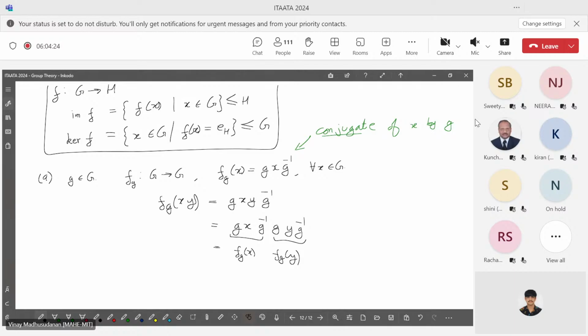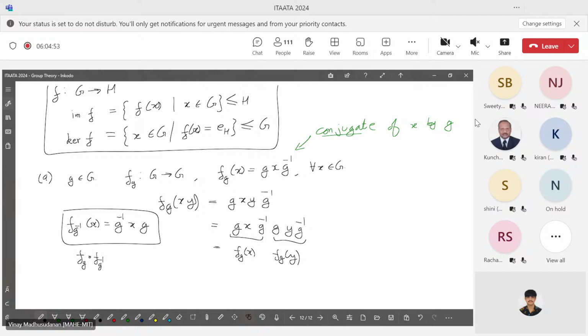This is defined for any G. So G inverse, that means Fg inverse. So consider Fg inverse. This is defined like this, with G inverse in place of G. So in case of G inverse, you will have G. Okay, then consider the composition, so Fg after Fg inverse.